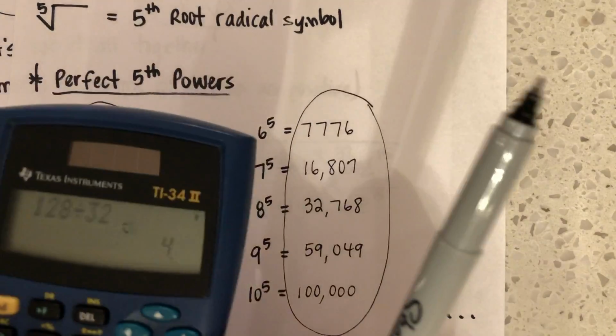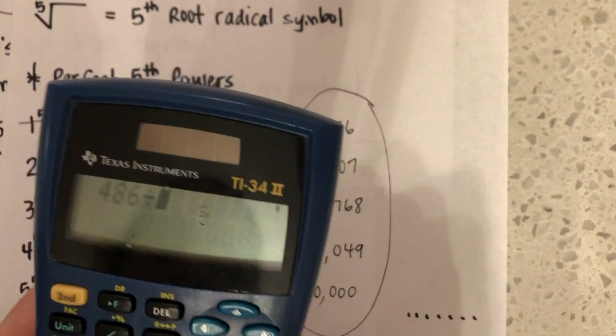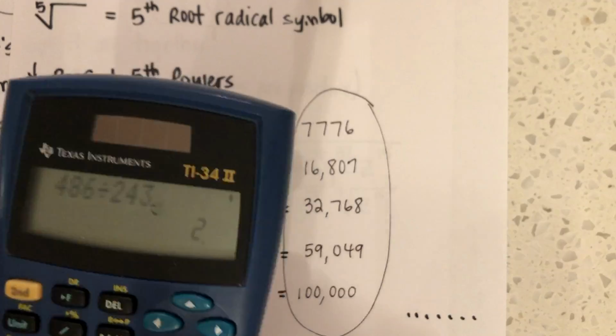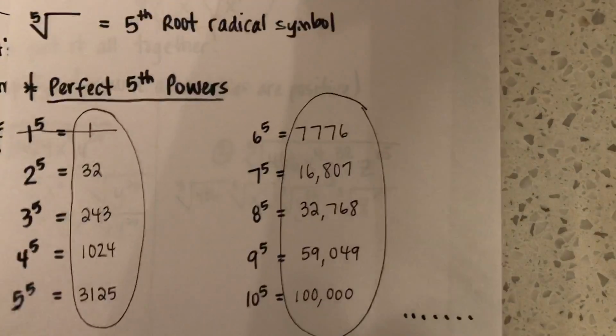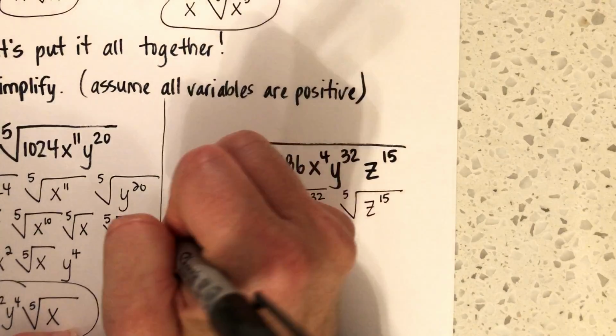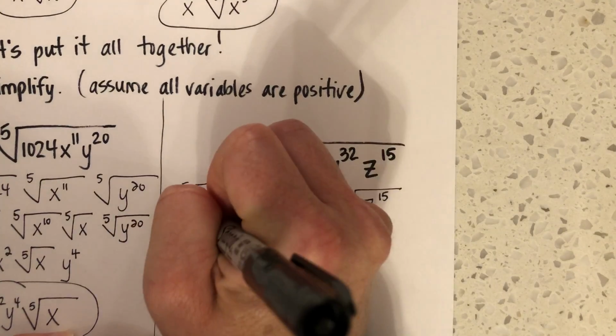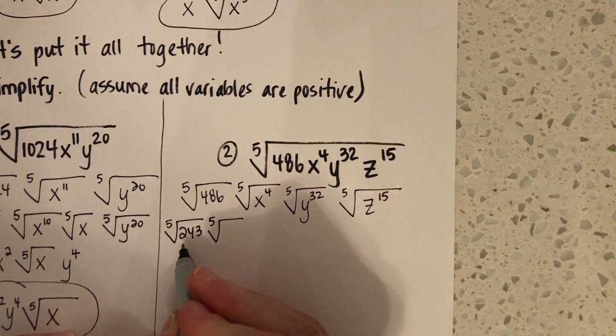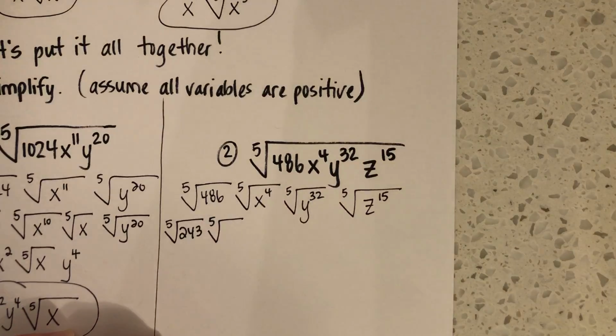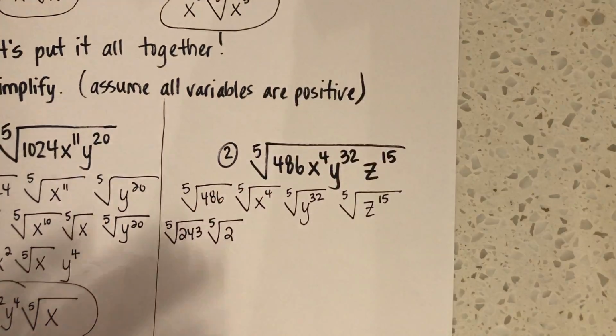So let's take 486 divided by 243. It worked. That's our guy. So we're going to split him up into the 5th root of 243 times the 5th root of, well, 243 times what gets you 486? 2. Okay, he's good to go.